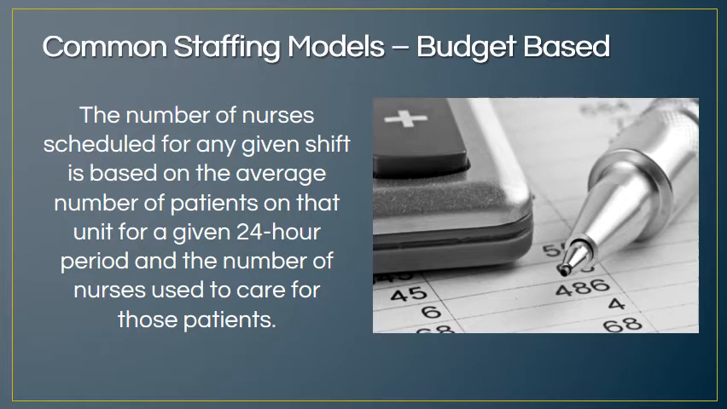Budget-based staffing is the easiest of the three to understand. It uses historical data to determine the average number of nurses required to care for an average number of patients. It does not consider dynamic changes in the number of patients throughout a shift.